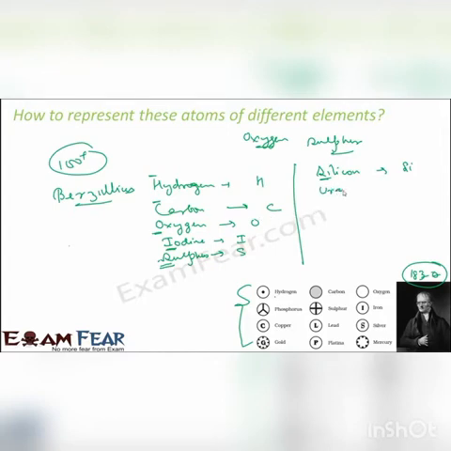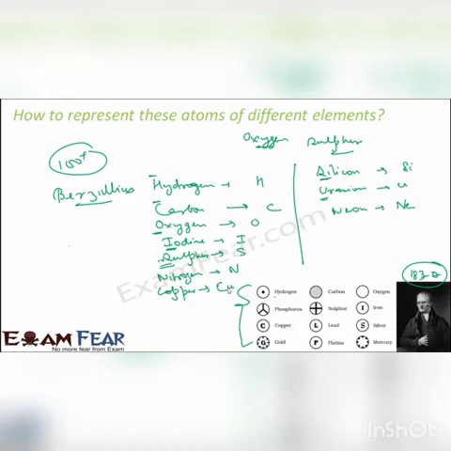Uranium is U. Neon: see, nitrogen is represented by N. The next element found was neon, and neon was found after nitrogen, so N cannot be given, so Ne was used to represent neon. Copper. Copper can be C, but C is already given to carbon, so C cannot be given. So it was Cu. Why Cu?